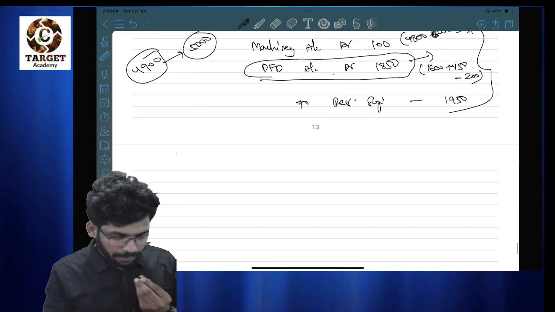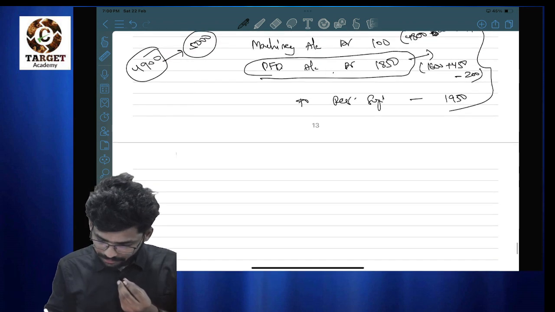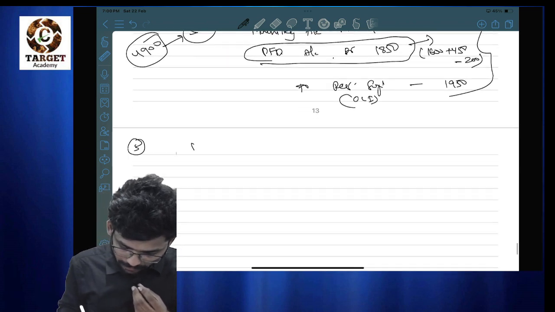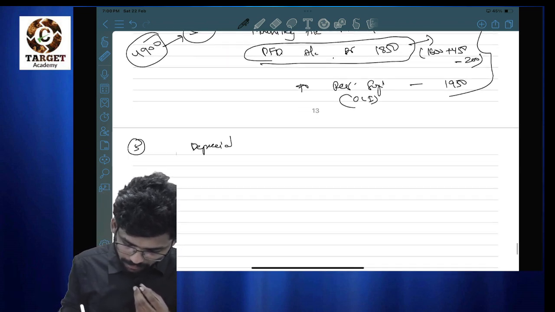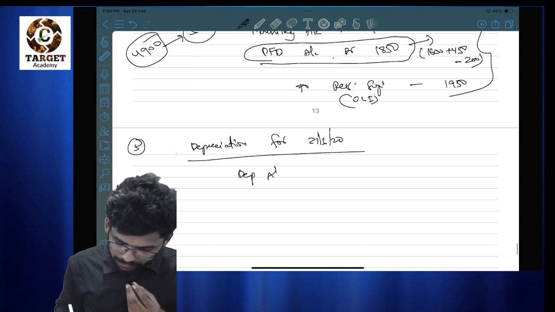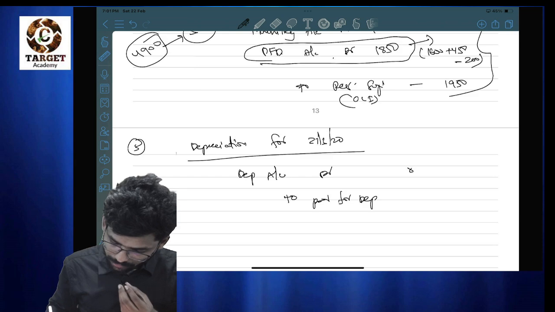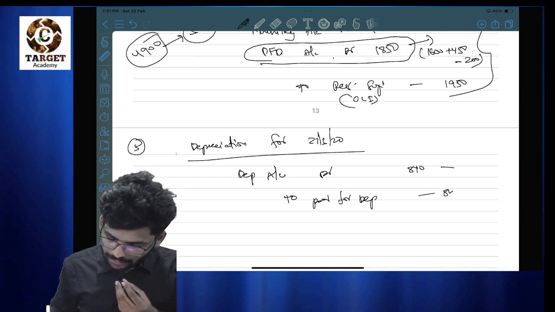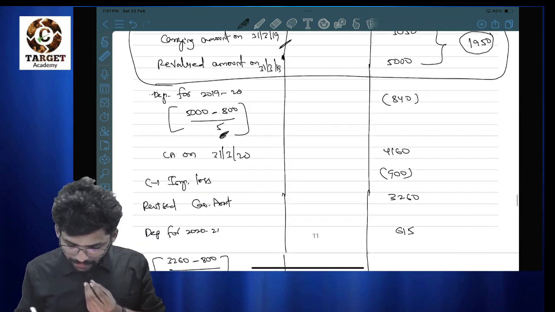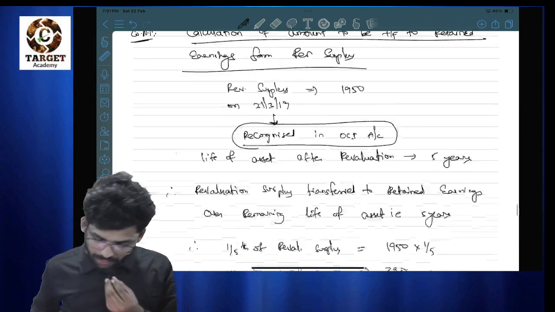Next, depreciation. Please calculate depreciation. Fifth entry, depreciation for 31st March 2020. What is the amount? How much? We already calculated, right? We already calculated the depreciation, 840.